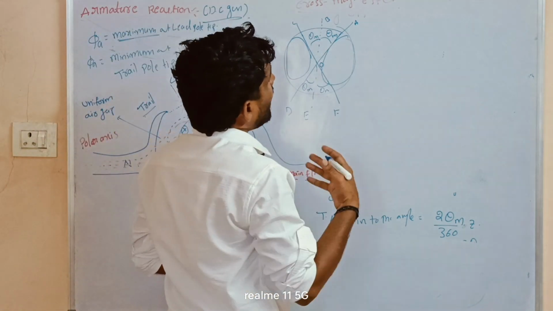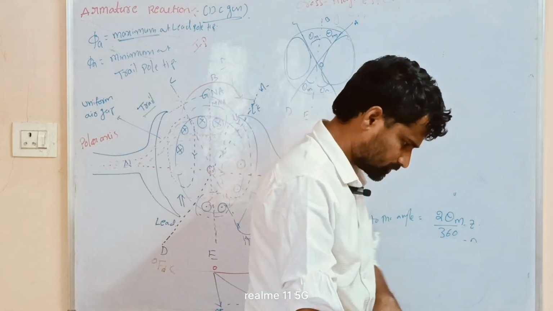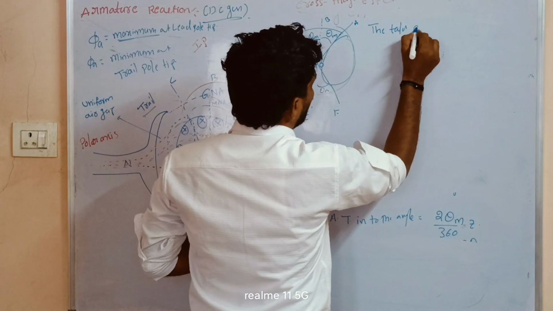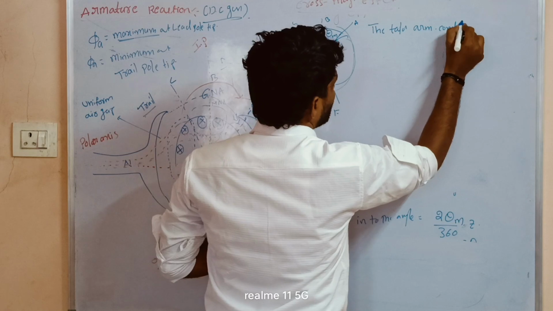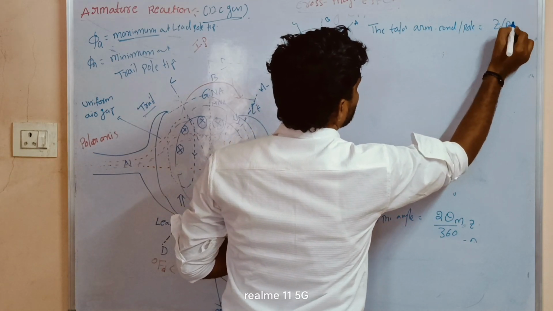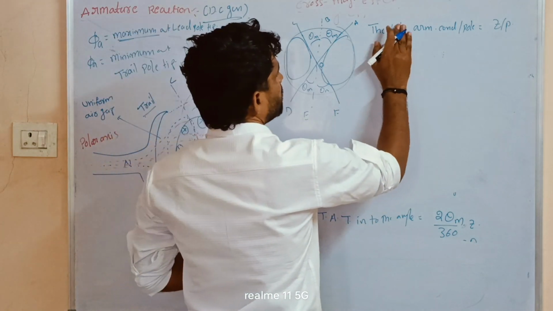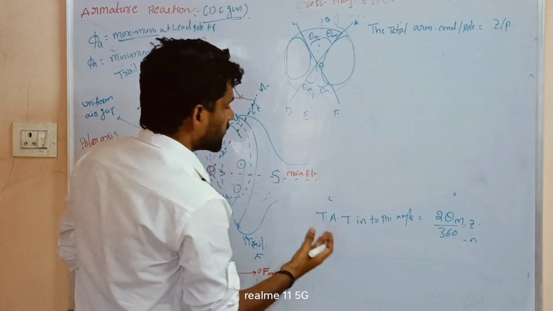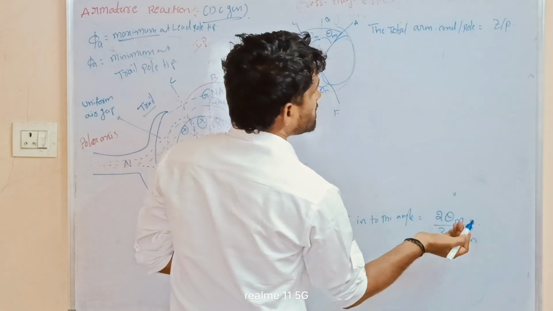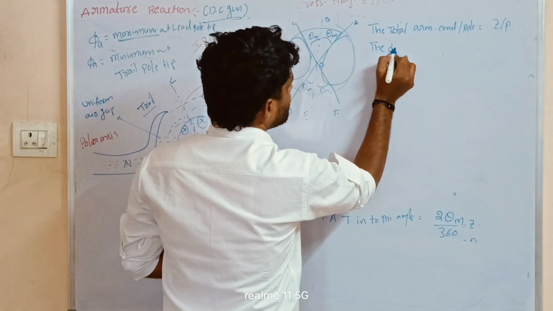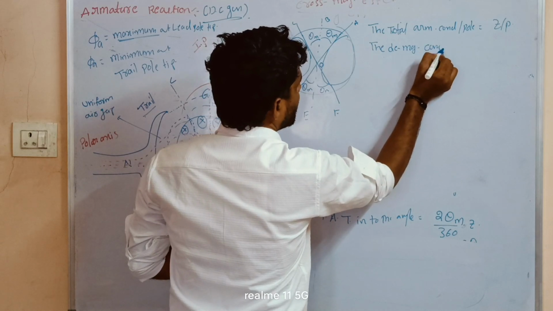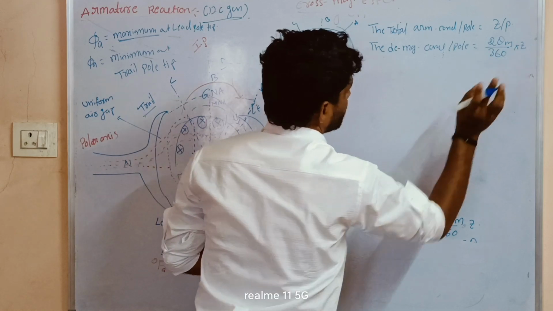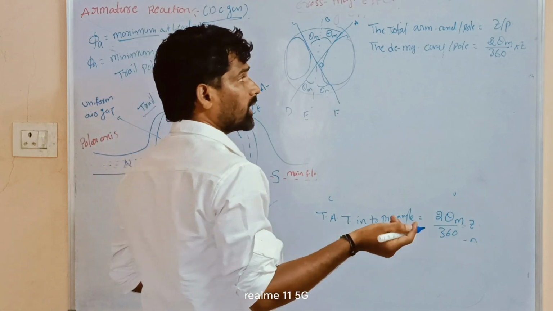So we know the total ampere turns we have taken. Total armature conductor per pole is equal to Z by P. Now, what is the demagnetization conductor per pole? The demagnetization conductor per pole is equal to 2 theta m by 360 into Z. Only conductor per pole, not yet taken to the ampere turns.